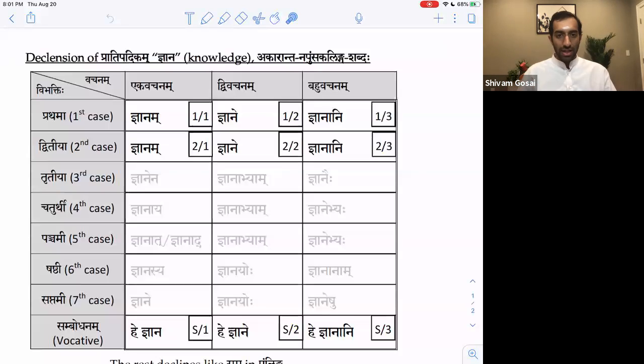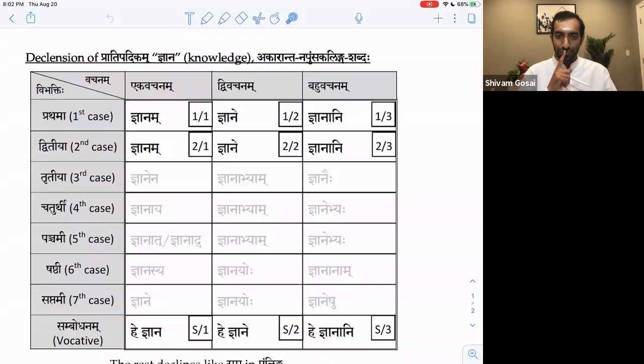Okay, now notice how we're doing jnana. Now we just kind of have to memorize these, but note that first, you only need to remember one set, because the whole first case and second case are the same. This is not a copy and paste problem. This is actually how it is. Right? Okay, so let's say it together, right? Jnanam, jnane, jnanani. Jnanam, jnane, jnanani. And then we have he jnana, he jnane, he jnanani.